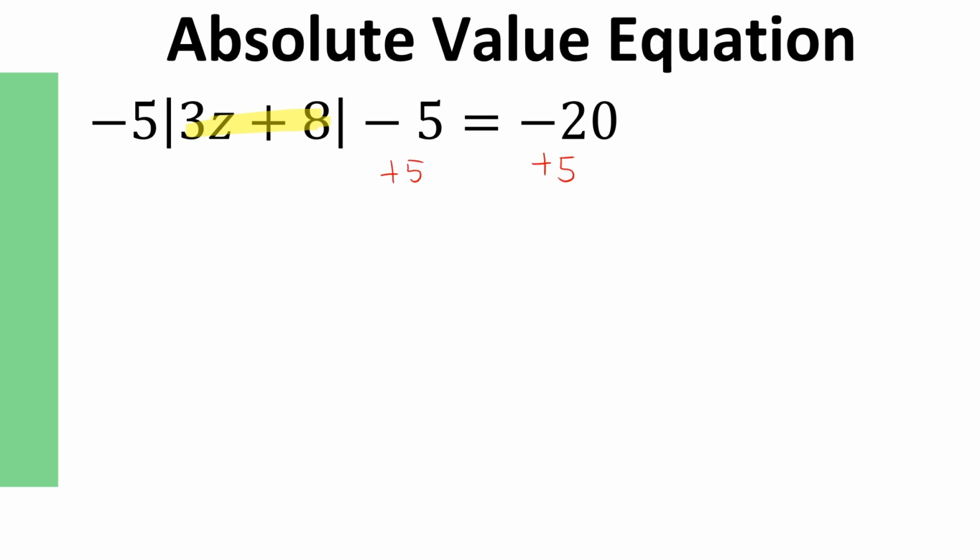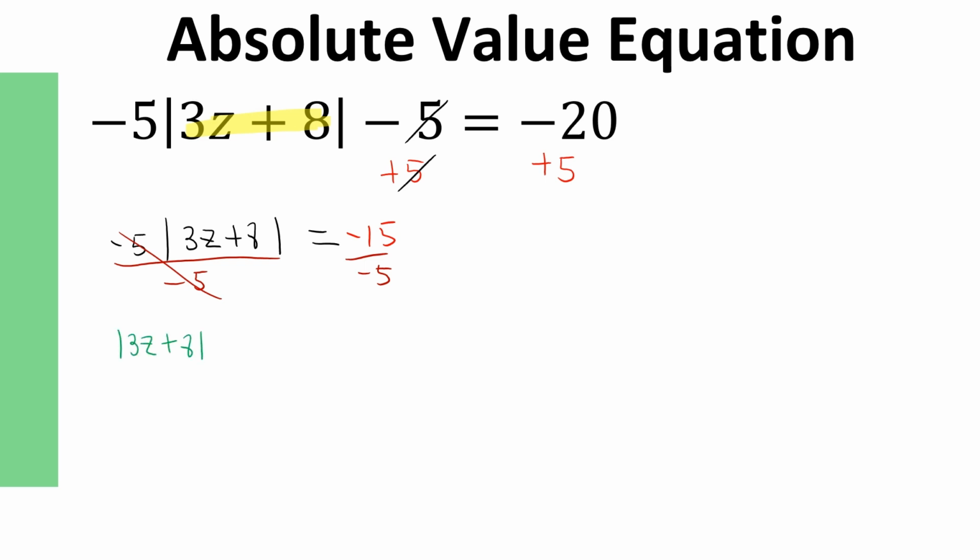So now your equation will be negative 5 times the absolute value of 3z plus 8 equals, and negative 20 plus 5 will give us negative 15. And now to get rid of the multiplication by negative 5, you're going to divide both sides by negative 5. So now my absolute value of 3z plus 8 is by itself. And that's going to equal negative 15 over negative 5, which gives us positive 3.